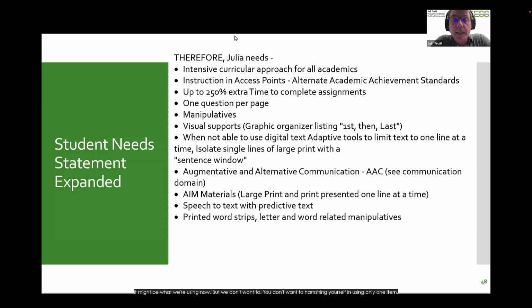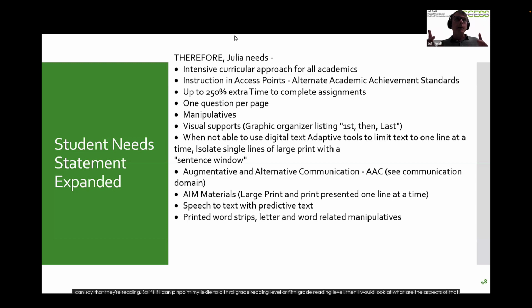It might be what we're using now, but you don't want to hamstring yourself by using only one item. Remember that as the student grows and their abilities grow, we want to be able to not have to amend the IEP and change the name of an item. You can talk about Lexile and DRA and all that other stuff by using words, like they're reading so many words a minute, like mean length of utterance. I could say that they're reading so many words within this time frame.